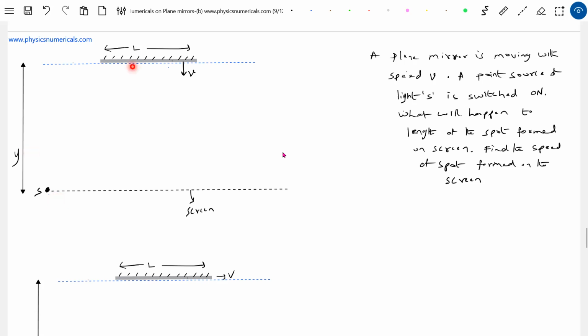This is a screen, and the mirror, let it be at a distance y. So v equals dy by dt, we can write. So what happened to that patch, or the bright spot, or bright patch formed on the screen?